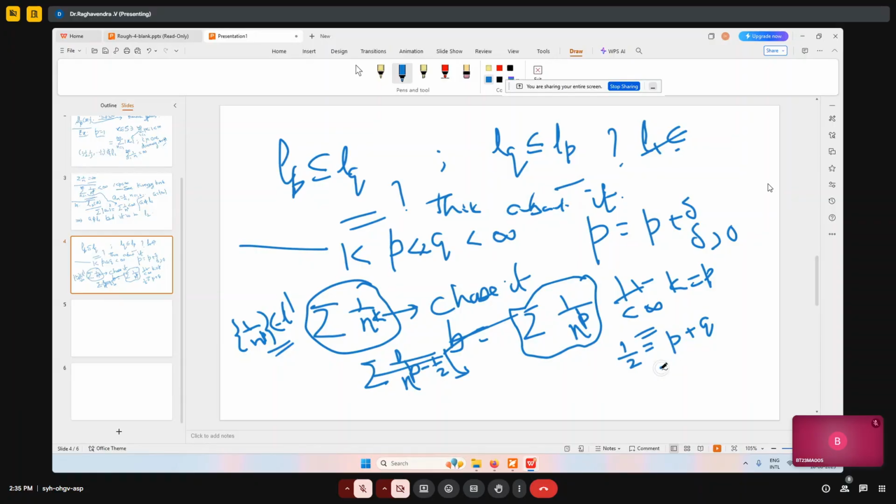So how should I choose P? So it should be P plus half minus P. Then this will cancel. Right? You get half equal to half. So given P, choose Q equal to P minus half.